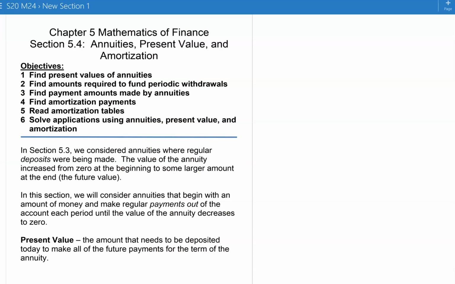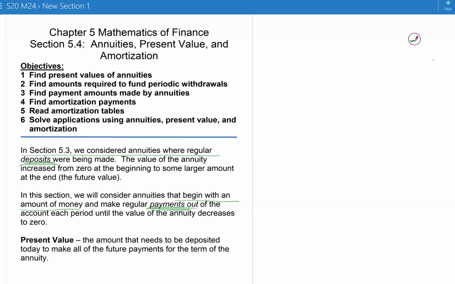So this is the last section of the last chapter of the last math class you're probably ever going to take. Section 5.4 talks about annuities, present value, and amortization. And the difference between 5.3 and 5.4 is that in 5.3 we were looking at deposits being made, money put into an account, and looking at the future value of that. In this section we're going to talk about annuities that begin with an amount of money and make regular payments out of the account.